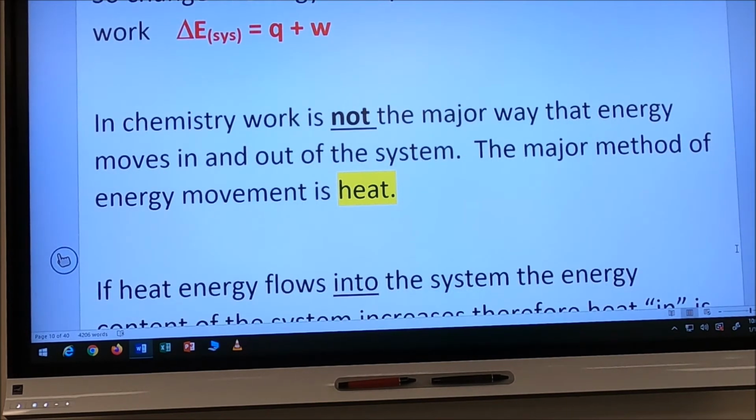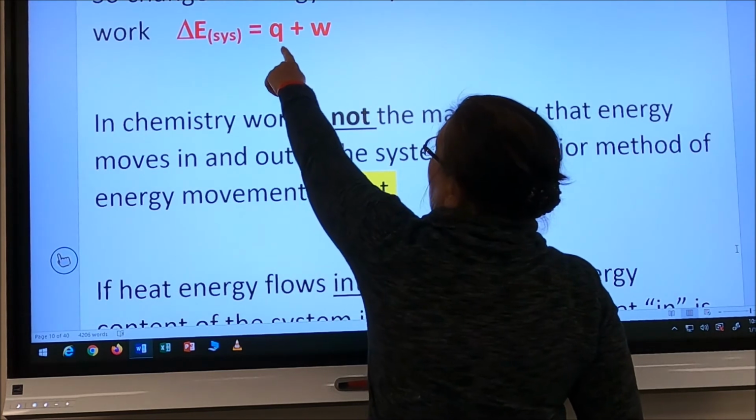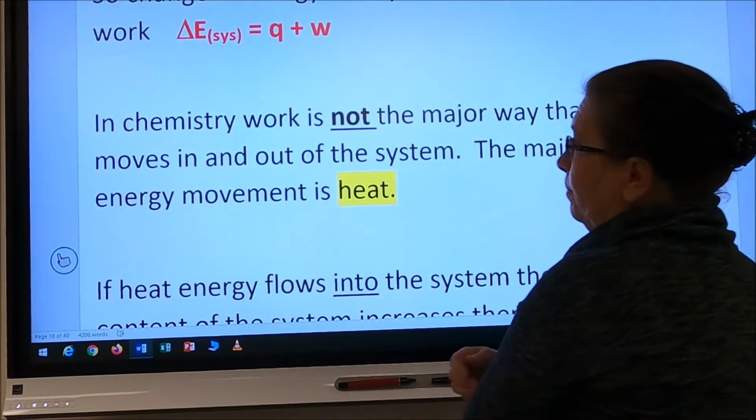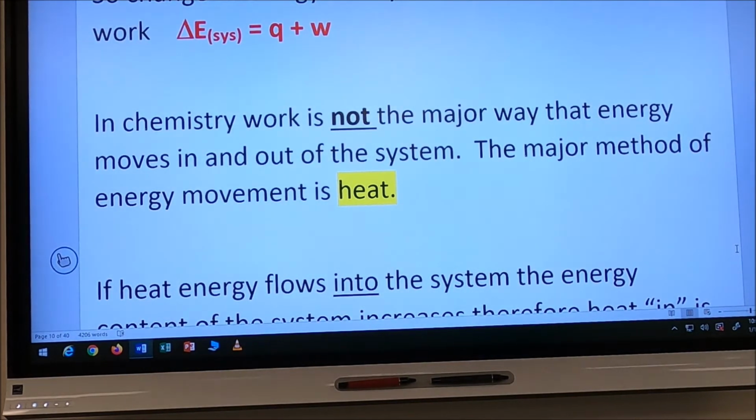So if we're looking at changing the energy of the system, delta E of the system is going to equal heat plus work. Just to reiterate, in chemistry, work is not the main way that we see energy moving in and out of the system. It's going to be heat.